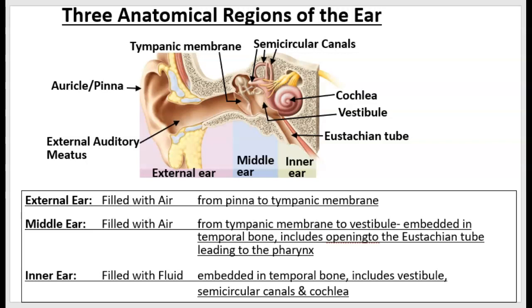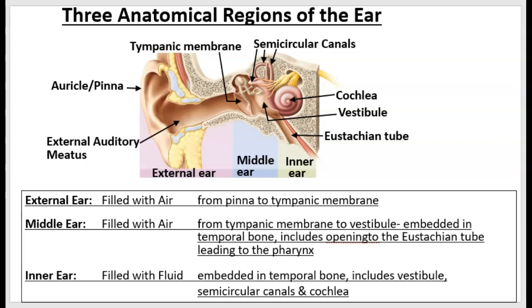Okay, we're going to begin our study of the ear by looking at the anatomy of the entire ear. There's three main regions. On this diagram, notice in pink, or the pink background, that indicates all structures that are part of the first region called the external ear. And then blue indicates the region of the middle ear, and green indicates the region of the inner ear.